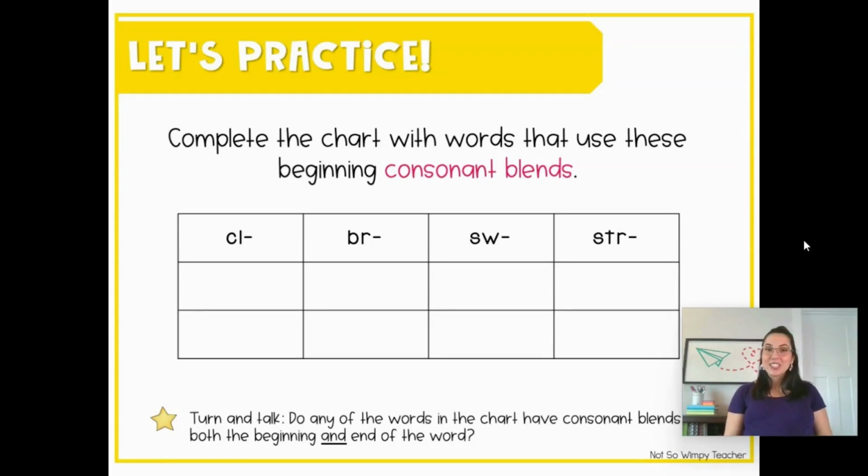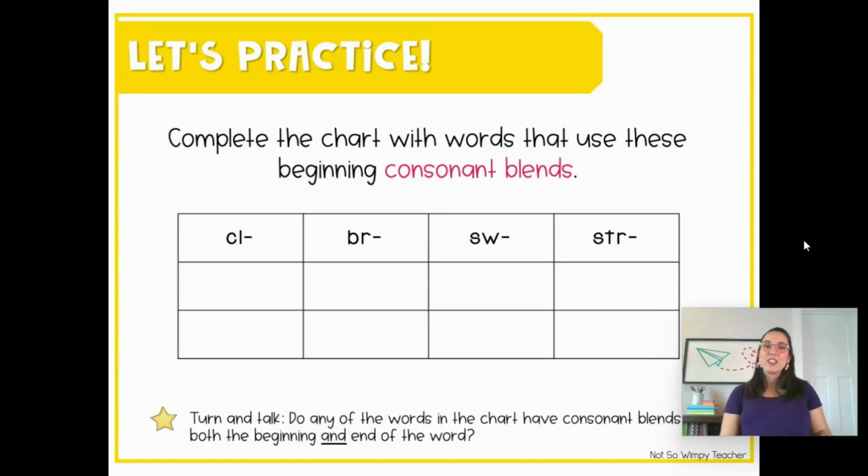So here you're going to ask for students to provide you examples of words that have beginning consonant blends using these four common blends. So CL, BR, SW, and STR. I think the addition of STR is great because students will need to identify three-letter consonant blends and will need to be able to use them. Down at the bottom, the turn and talk here is super fun for engagement because it's almost like a challenge. Did you have any words that had consonant blends at both the beginning and the end that followed these patterns?